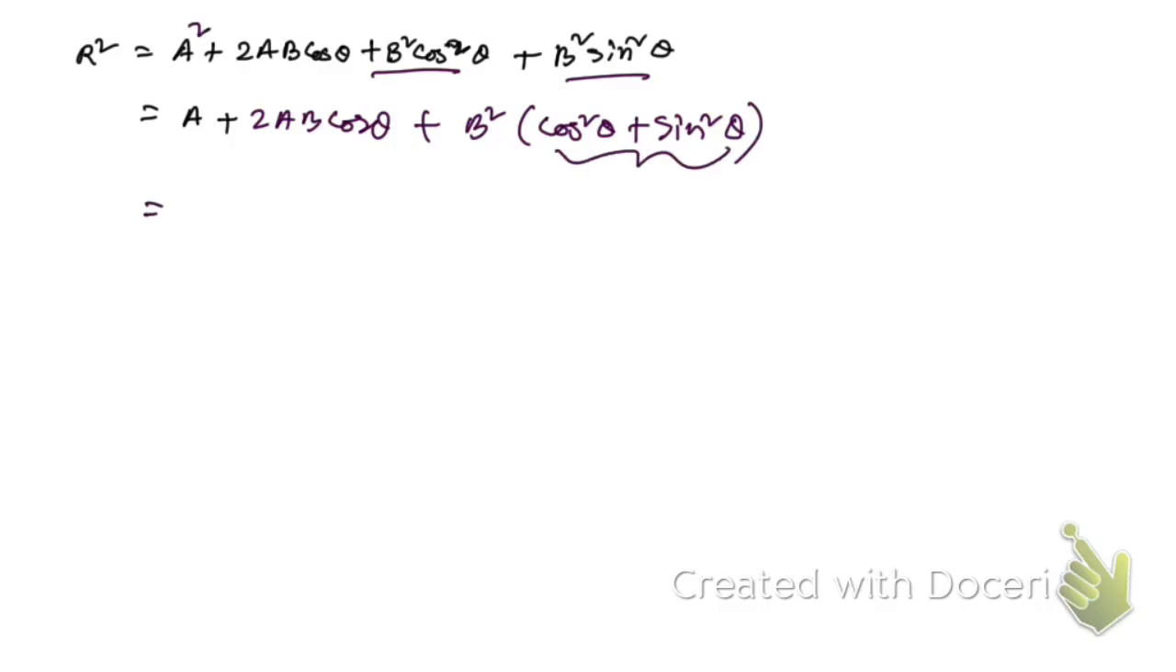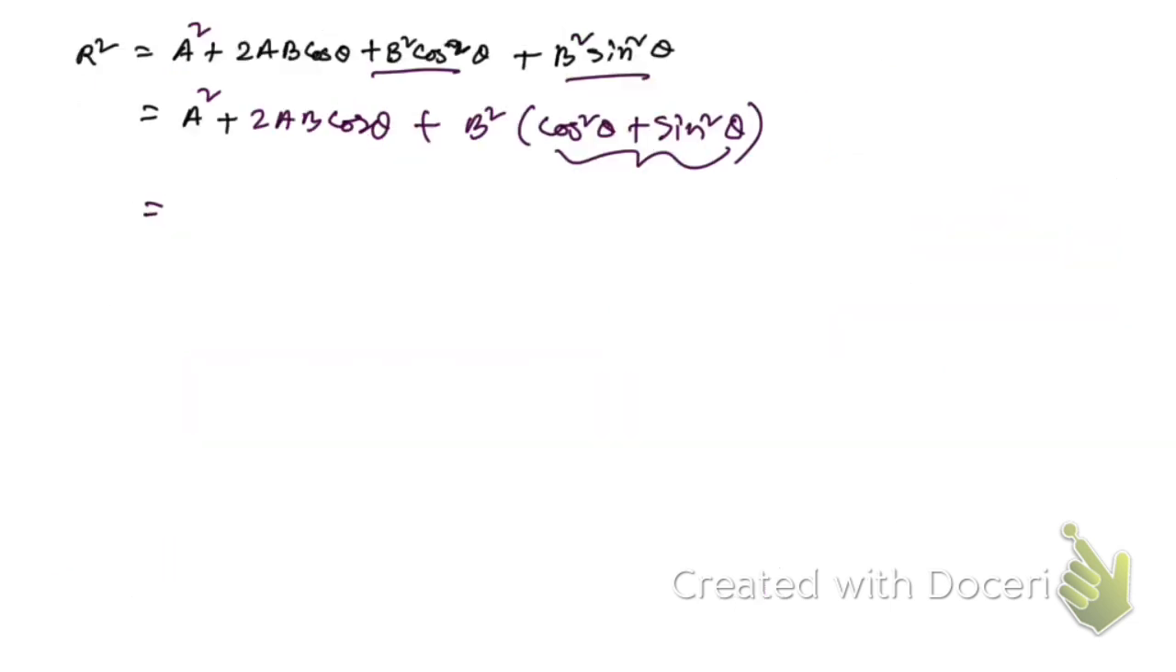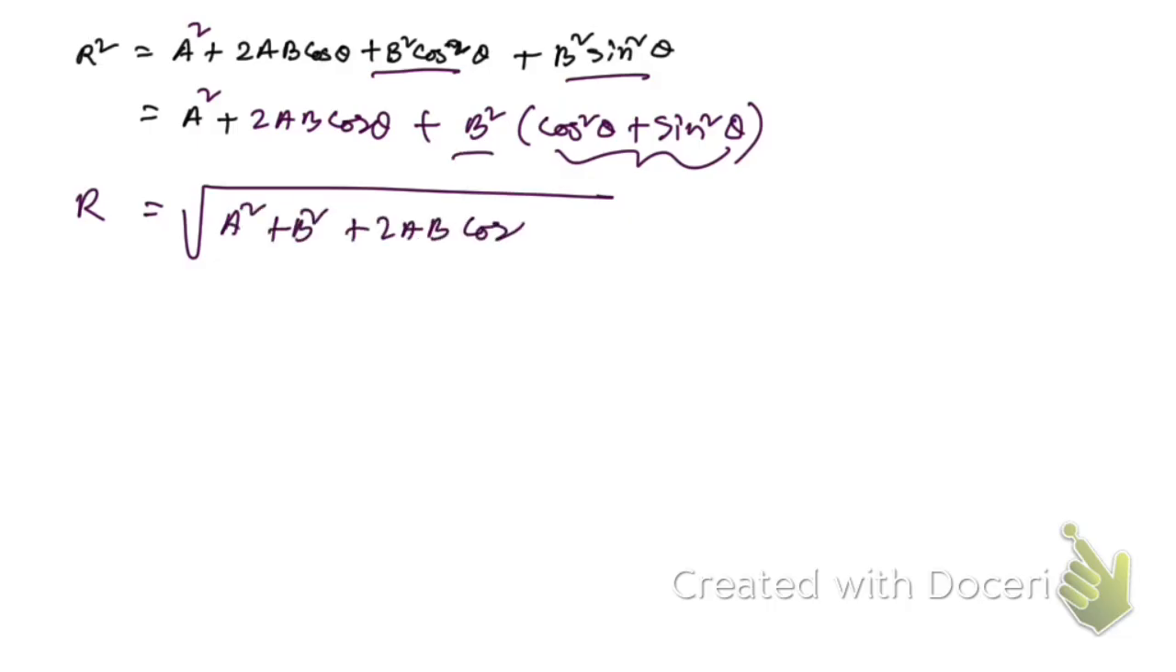So it's supposed to be a square. Sorry. So here you see this on square. So it's supposed to be a square. On is a. So now R will be equal to root over a square plus b square plus 2ab cos theta. Right. So that's how we can obtain the magnitude. So now let me take the next question.